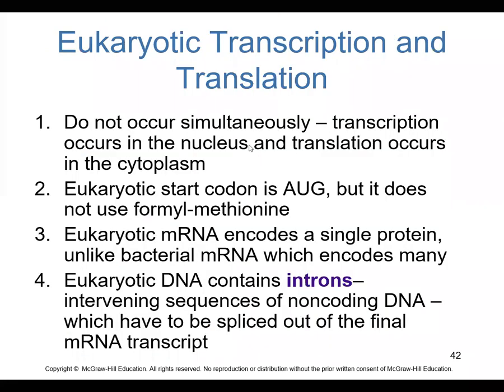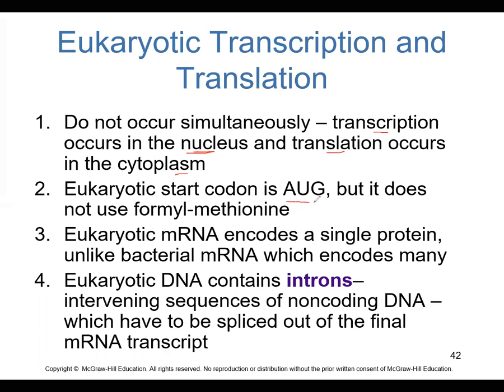Now in eukaryotic cells, you cannot do transcription and translation at the same time. And the reason why is because transcription with the copy of the DNA occurs in the nucleus while translation is in the cytoplasm. Now in prokaryotes, they don't have a nucleus. So the cytoplasm is right there around the DNA. So as it's making the mRNA, it can actually start translating it at the same time. Eukaryotes can't do that.